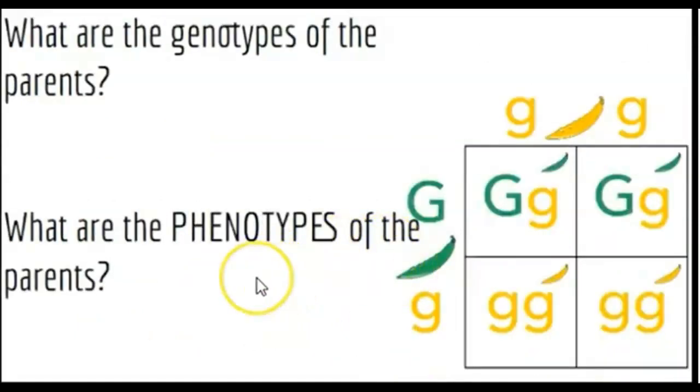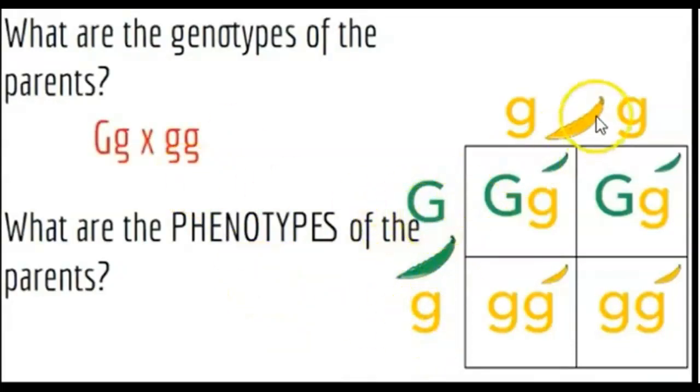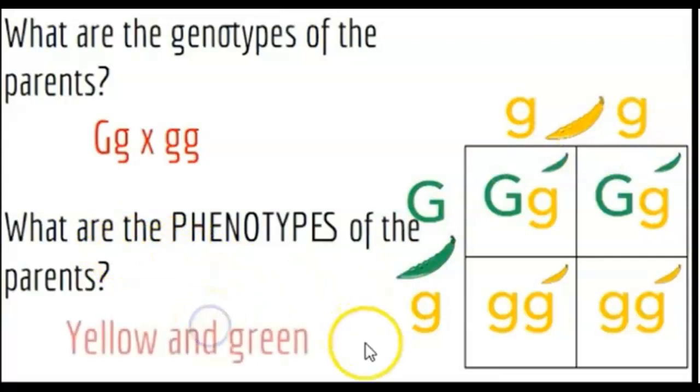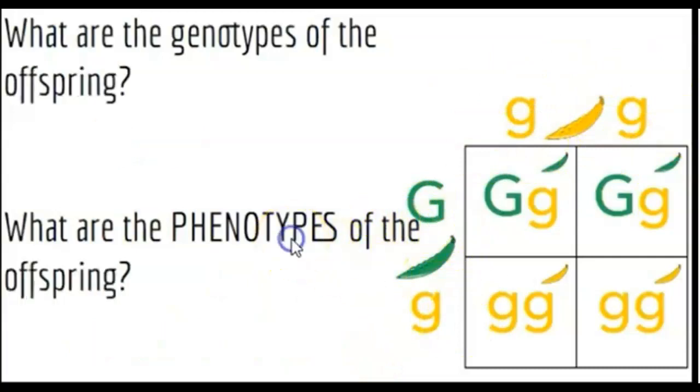What are the genotypes of the parents? So taking a look at this, can you write down the genotypes of the parents? It's capital, little, heterozygous here, crossed with a homozygous recessive, little, little. What are the phenotypes of the parents? The phenotypes are the physical traits. So it's a yellow and green, right? This parent is yellow, this parent is green.